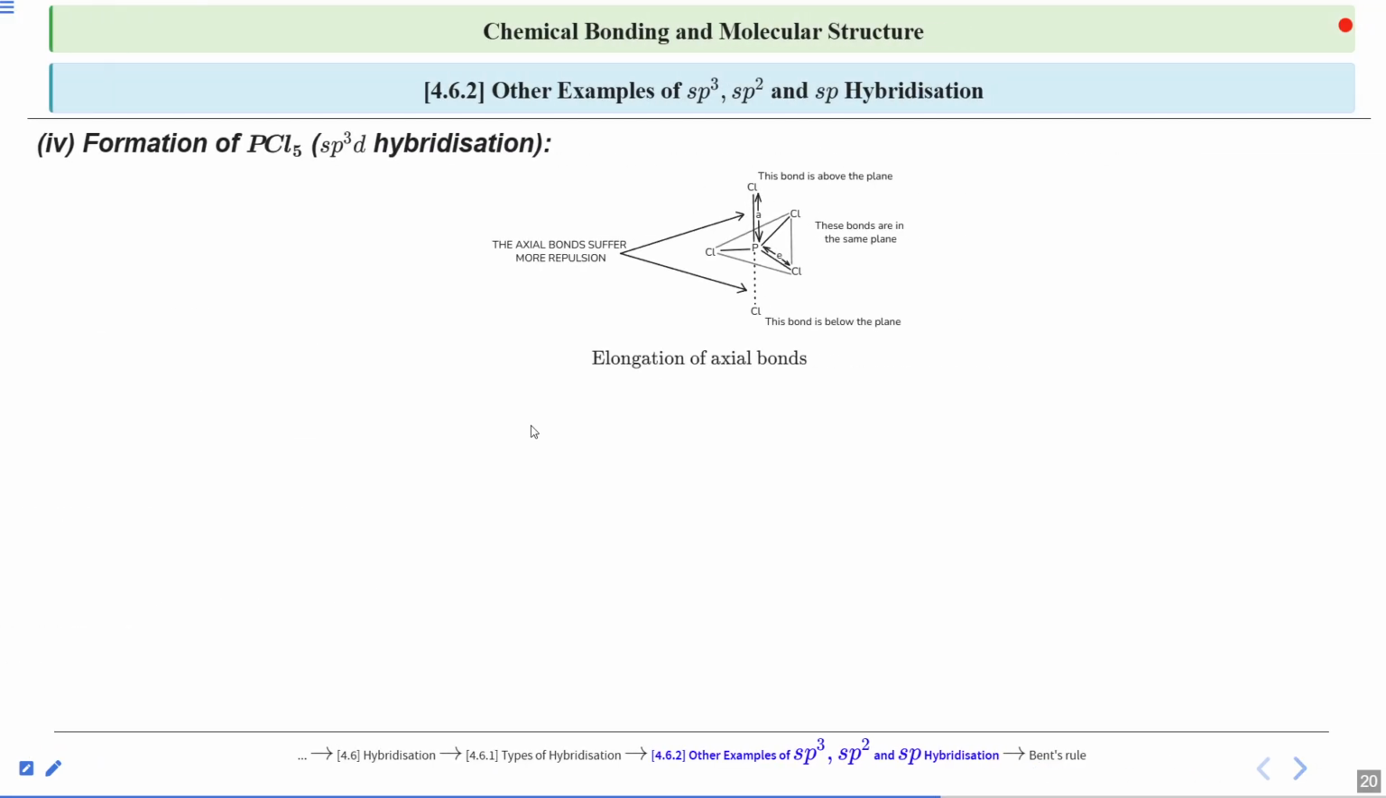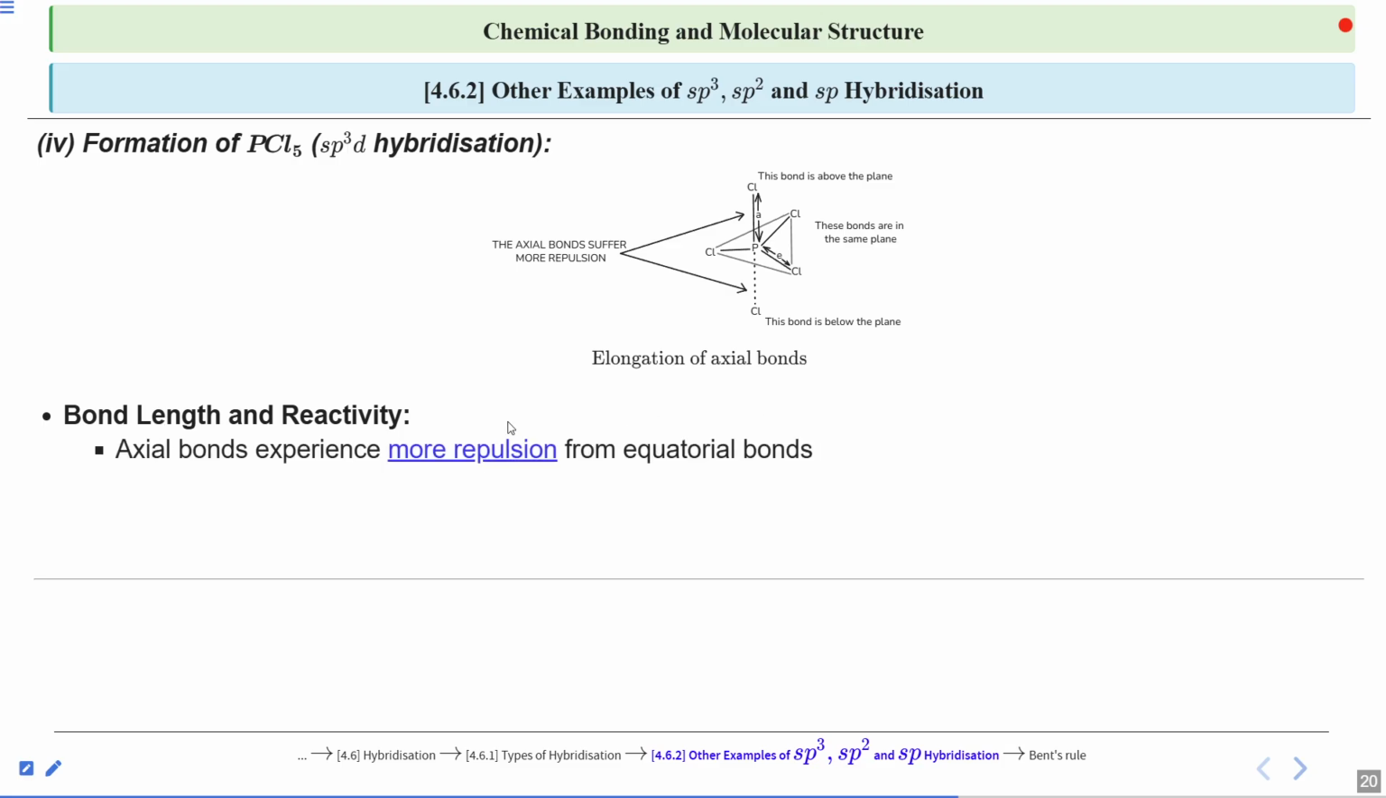Now, let us discuss a very important point. It is often asked in your exam. The point is that there is always an elongation of axial bonds. Let us try to understand why this is happening. Basically, it is seen that in the case of bond length and reactivity, the axial bonds experience more repulsion. Why are they experiencing more repulsion?